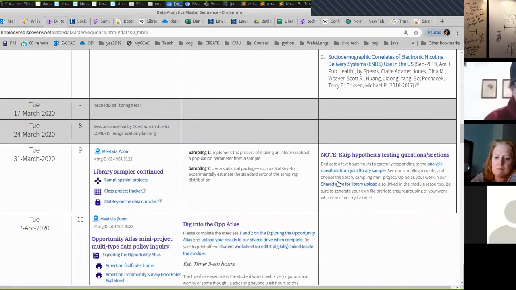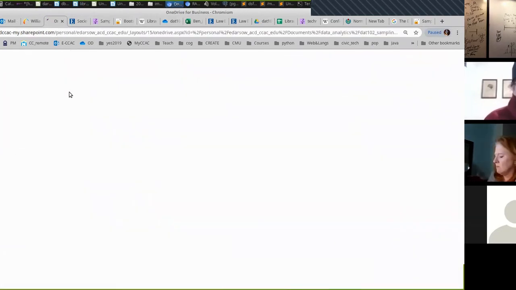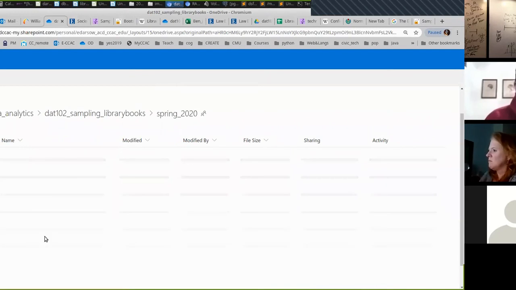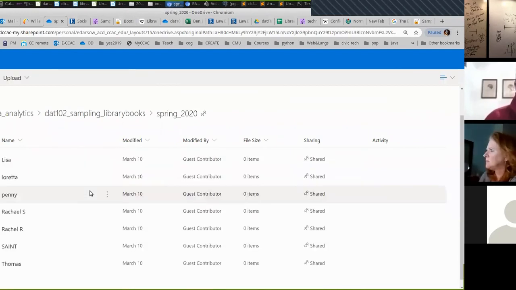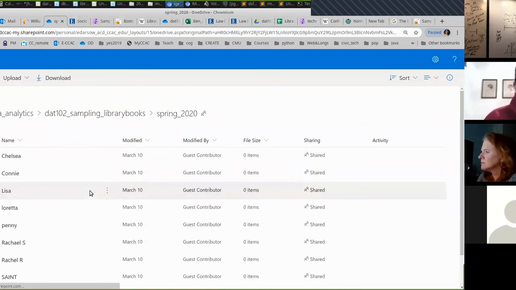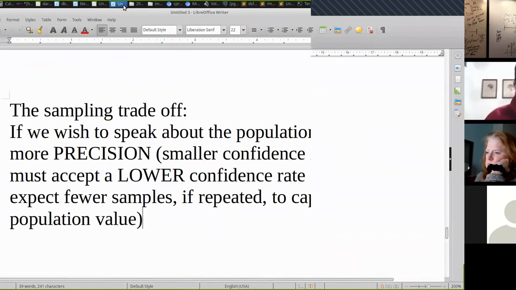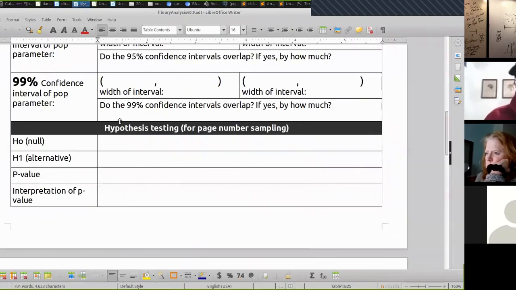Okay, so there's your shared drive. We'll ask you to upload your work, so just jump right into spring 2020. I think some of you may already have data in your folders. Go ahead and make yourself a folder or a directory. You want to upload your analysis and then whatever raw data you have, go ahead and plop it right in there. That's a way that we can share our work.